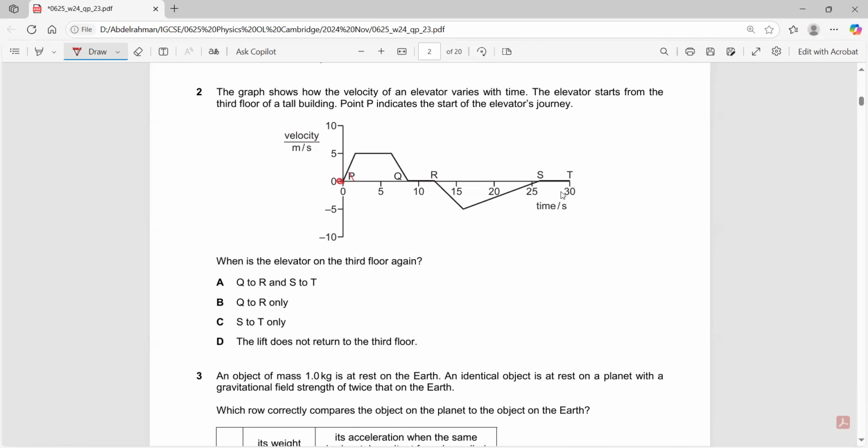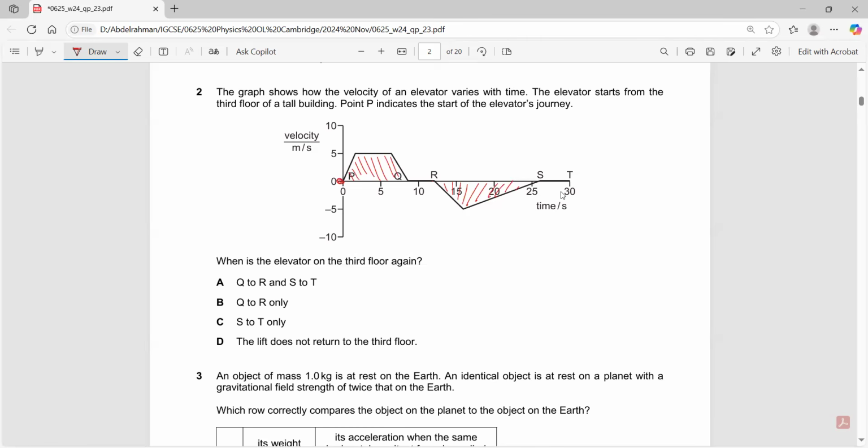So the initial distance traveled was from P to Q, this area, right? And then this means that it has stopped at some floor, whatever, right? Q to R, he's at rest, the elevator is not moving. But then from R to S, what's happening? He's moving with a negative velocity, right? A negative velocity indicating that it's moving in the opposite direction, meaning that it's moving backwards or returning back to the original position.